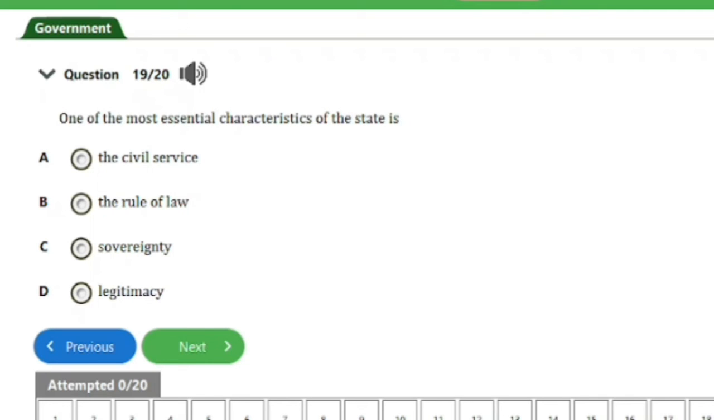So we have question number 19 here. It says, one of the most essential characteristics of the state is A, the civil service. B, the rule of law. C, sovereignty. D, legitimacy. So guys, the answer to this question is option C here, that's sovereignty. And that's it for this question. So let's head on to the next question, guys.